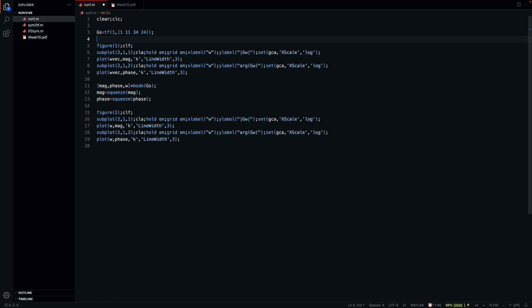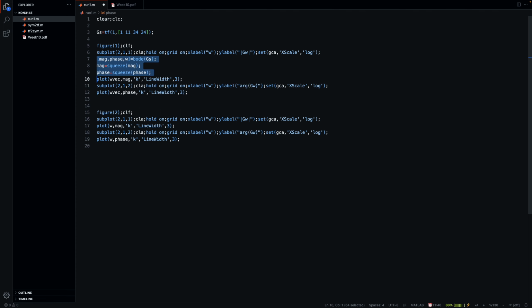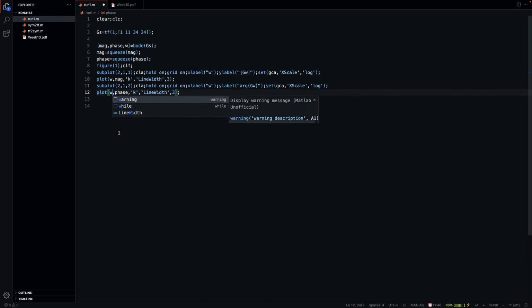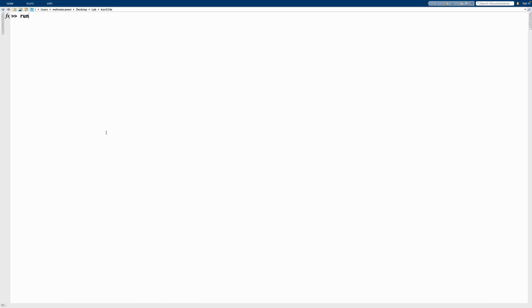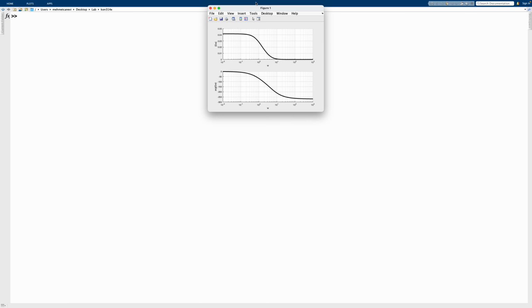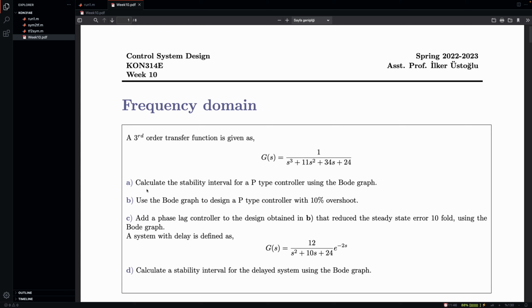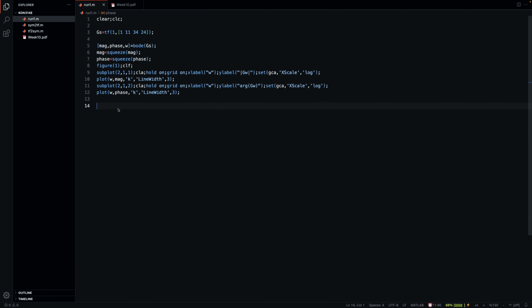So let's get rid of this. Let's put it here, and let's get rid of this here. So omega and omega. There we go. Now this is our Bode diagram. Now we have a system, and it's a third order system, and we're looking for its stability interval. So what about stability?